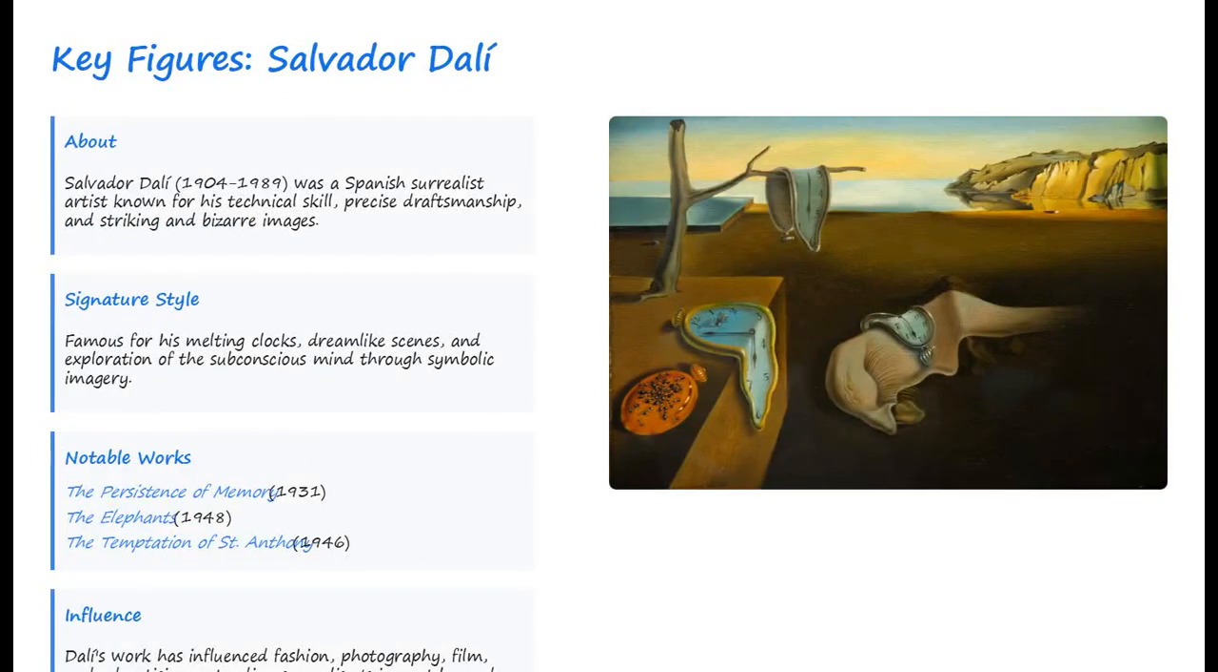Surrealists employed various techniques including automatism, frottage, collage, and unexpected combinations of ordinary objects to create extraordinary new meanings. Salvador Dalí, who lived from 1904 to 1989, was a Spanish surrealist artist renowned for his exceptional technical skill, precise draftsmanship, and striking, bizarre imagery.